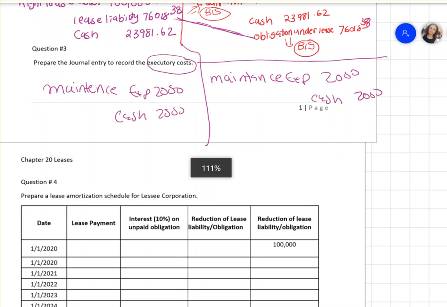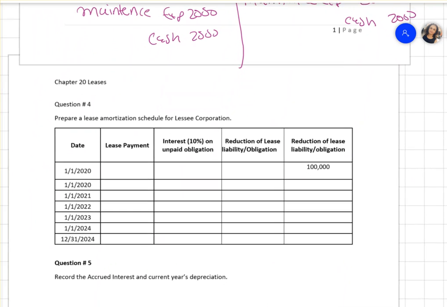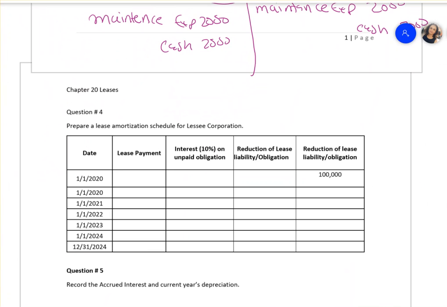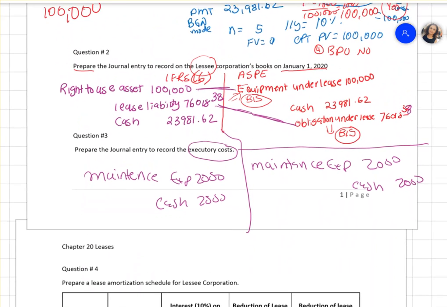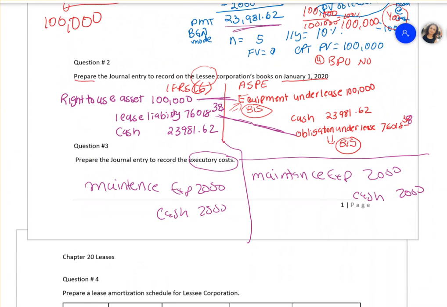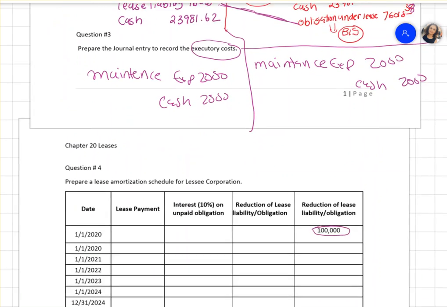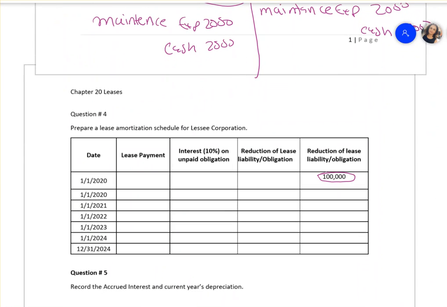Next, it's just like an obligation. If it's an obligation, we have to do an amortization table. We start with the present value and the lease payment. We already calculated it when we calculated our minimum lease payment. They told us our lease payment every year is going to be $23,981. I'm not going to finish the whole table, but I'll show you how to do just the first year and how we can record the accrued interest and the depreciation expense for that year.